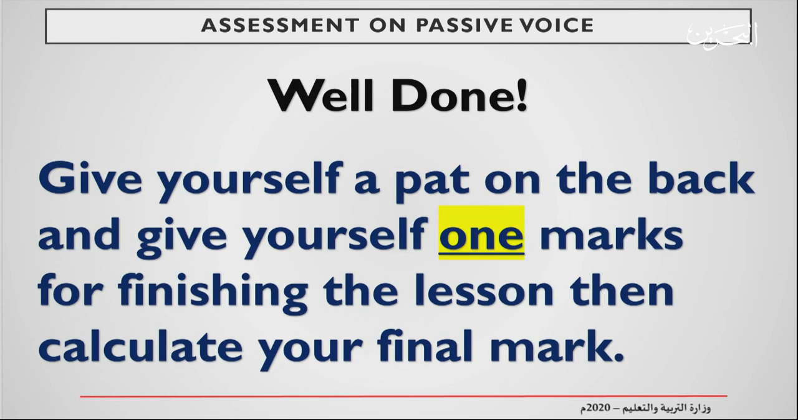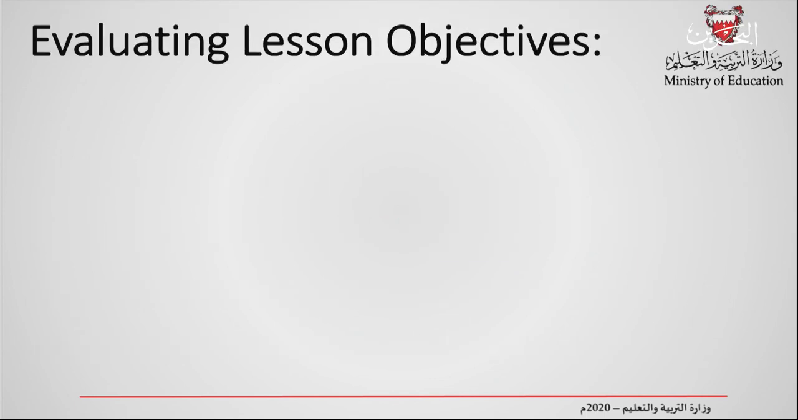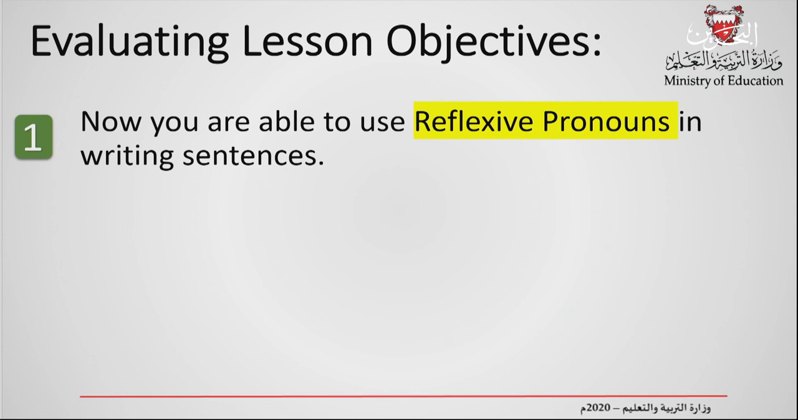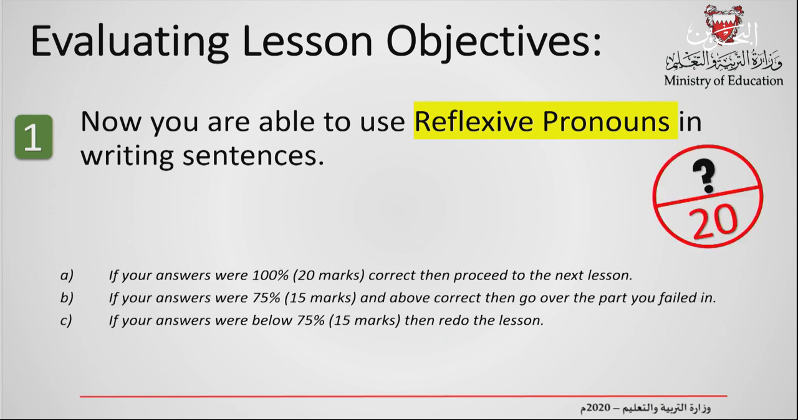Well done. Give yourself a pat on the back for finishing the lesson plus one mark and calculate your final mark. Evaluating lesson objectives. Now, you are able to use reflexive pronouns in writing sentences, and you have a mark of 20. If you have 100% perfect answers, that means 20 marks, then you can proceed to the next lesson.